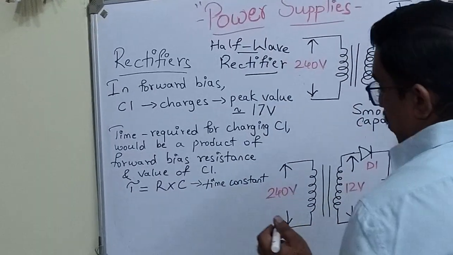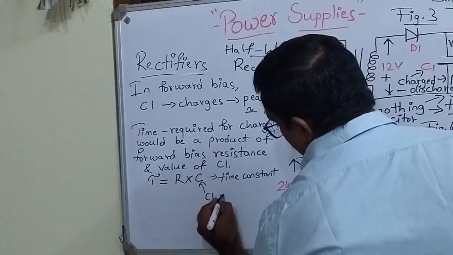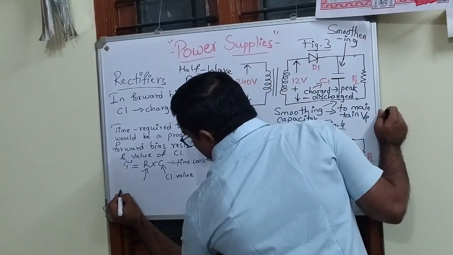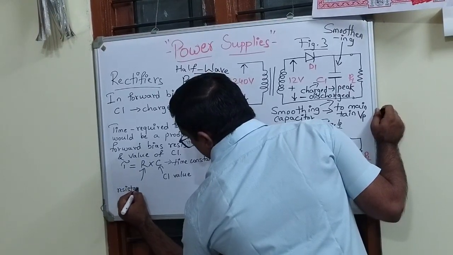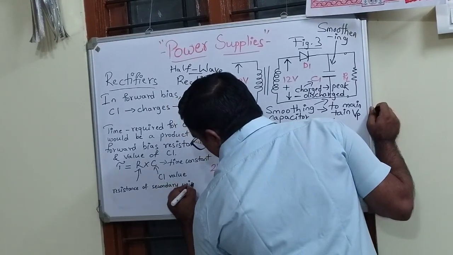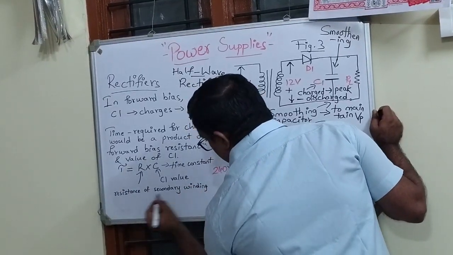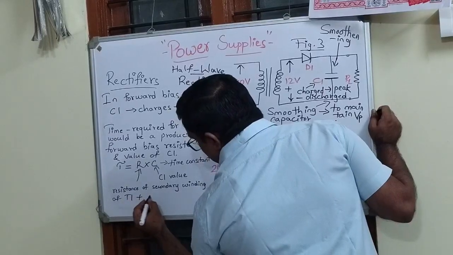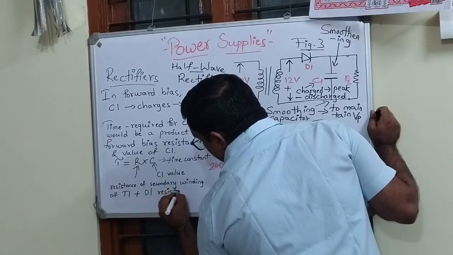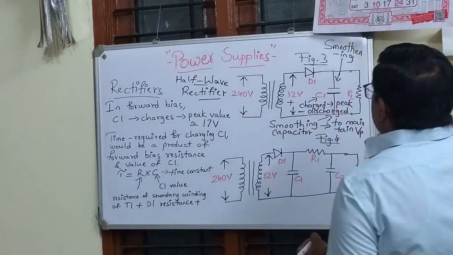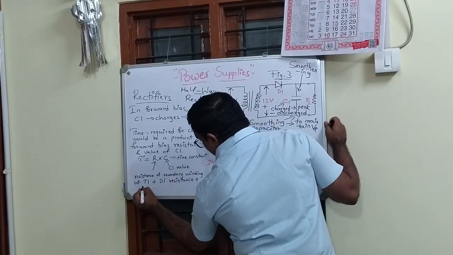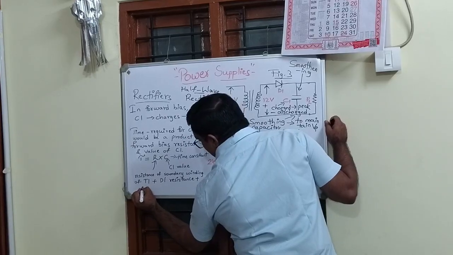So here, for C1, the R would be the resistance of the secondary winding of T1, plus the resistance offered by D1, plus there might be some resistance because of the connecting wires, plus, you can call it, negligible resistance.